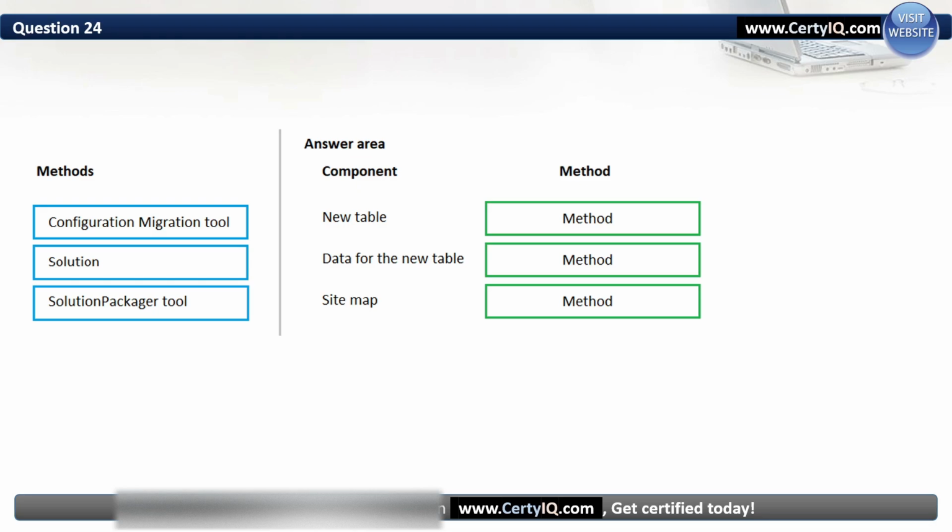To the answer area, component, new table. The correct option is solution. To the next statement, data for the new table. The correct option is configuration migration tool. To the next statement, sitemap. The correct option is solution.